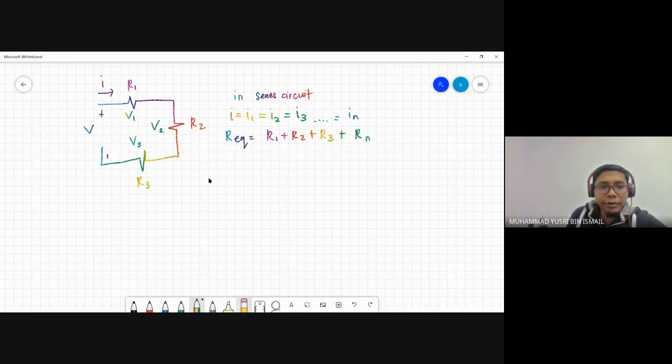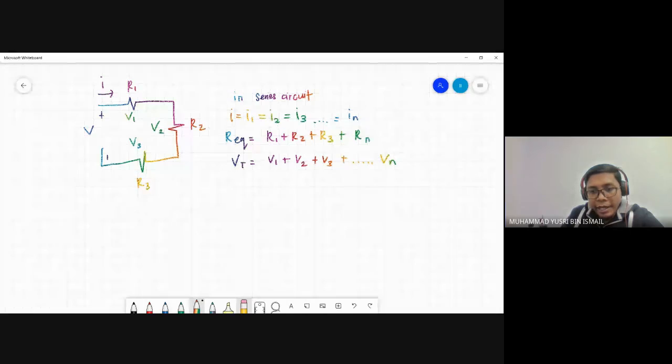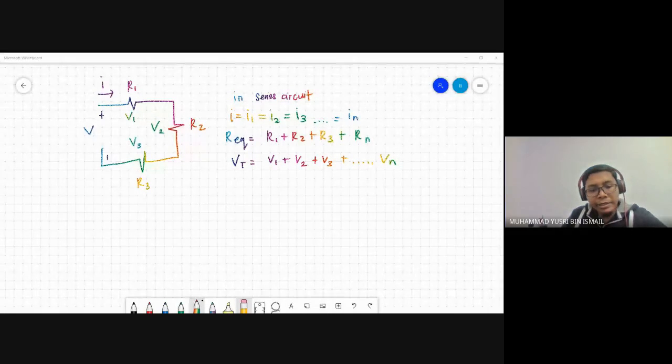And then for voltage, V supply or V total is equal to the voltage drop at V1 plus the voltage drop at V2 plus the voltage drop at V3 plus the voltage at Vn. This is the equation that relates to the series circuit. And then we also have a parallel circuit.